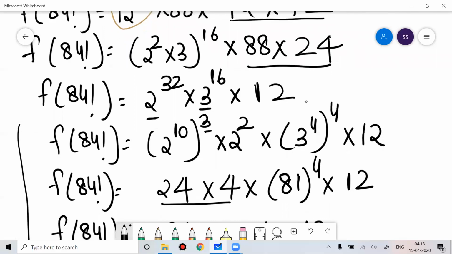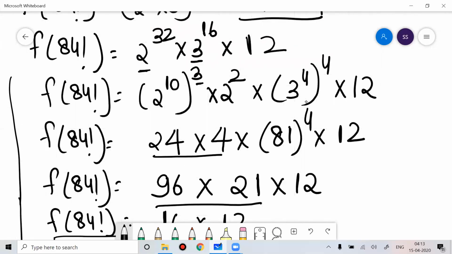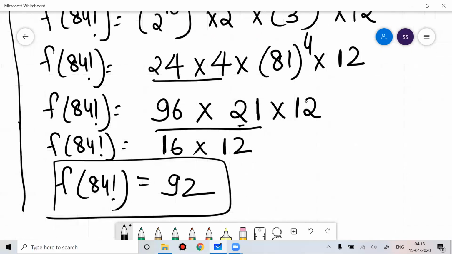2 square is 4. 3 to the power 4 is 81. 81 to the power 4, the unit digit will be 1, and 8 fours is 32. Okay, so here the digit would be 2. So with this, you'll get the answer, and your answer is 92. Okay, anyone really want 81 to the power 4? That also, if you want, I can do that.